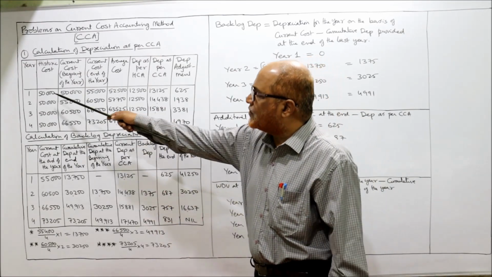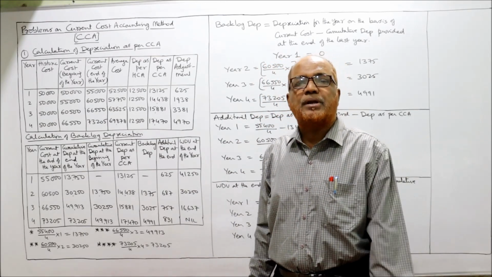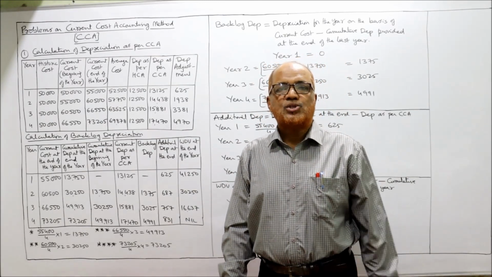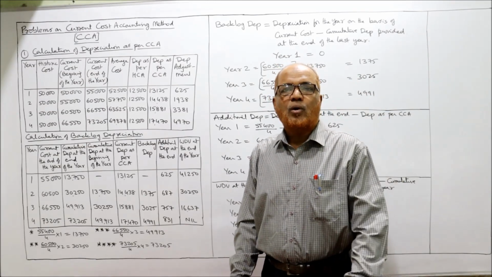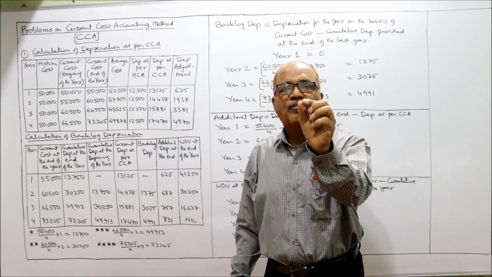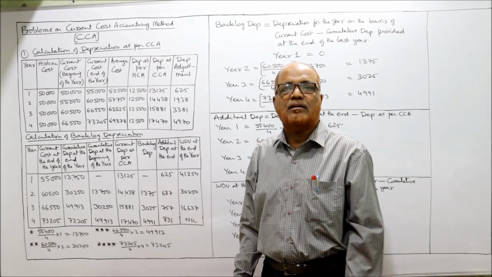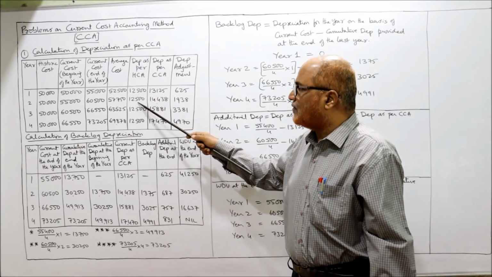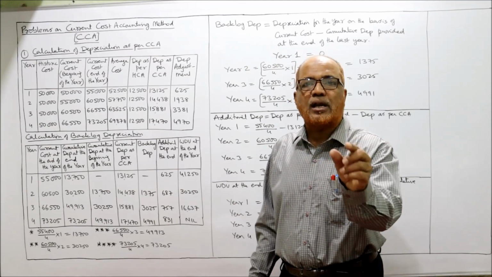Historical cost is how much? 50,000. We are following the straight line method of depreciation given in the problem. Straight line method of depreciation means cost divided by life. What is the cost of the machine? 50,000. How much is the life? 4 years. So 50,000 divided by 4, you will get 12,500. So every year 12,500 is the depreciation as per HCA, historical cost accounting.